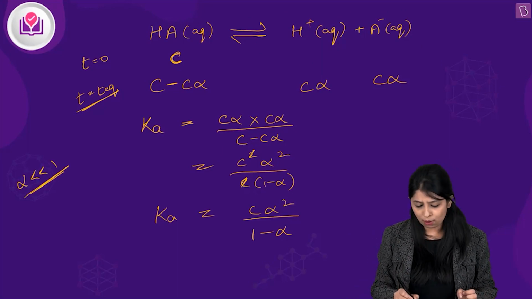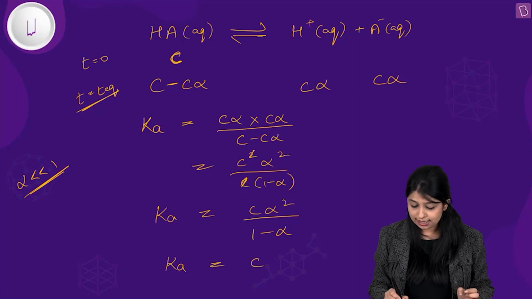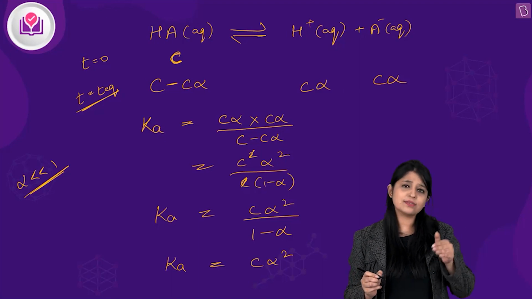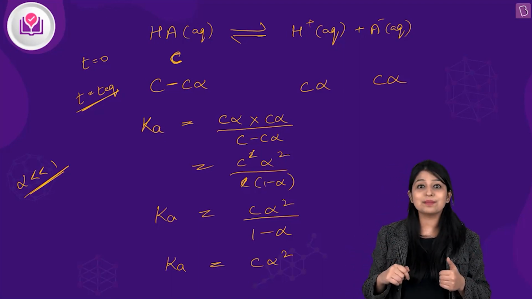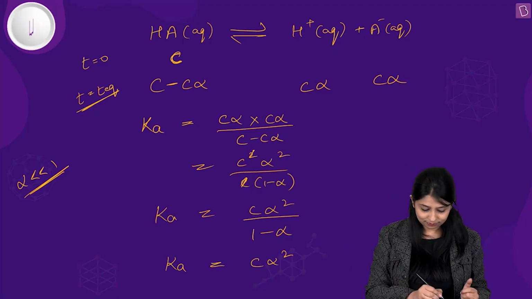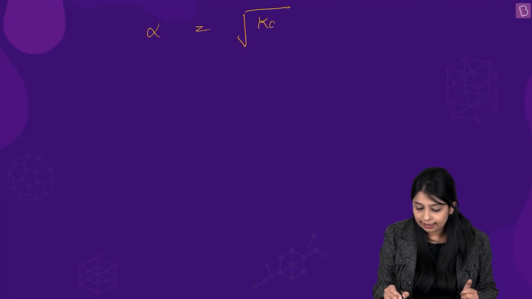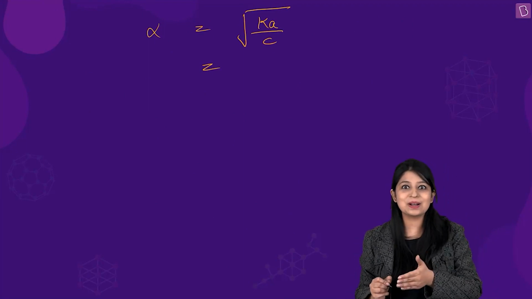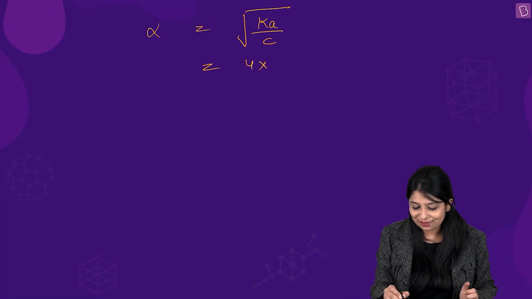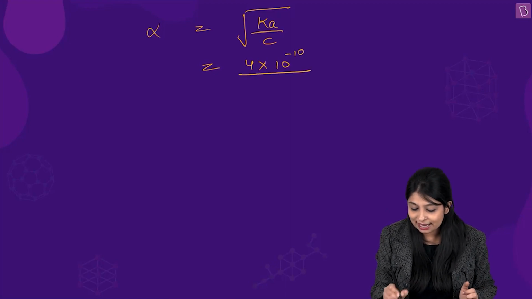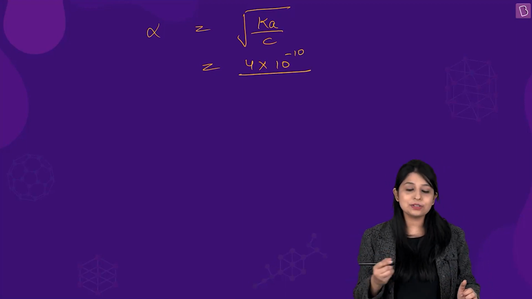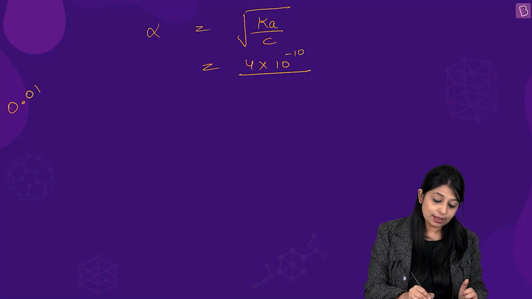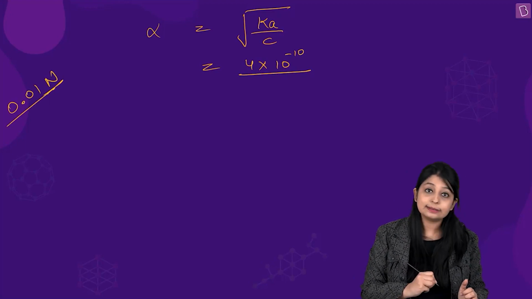So we approximate and we write Ka is equal to C alpha square. Since alpha is very much less than 1, the denominator becomes 1. So what is alpha? Alpha is under root Ka divided by C. Ka is the dissociation constant, right? And we have been given the value 4 into 10 raised to the power minus 10. And what is C? Concentration.